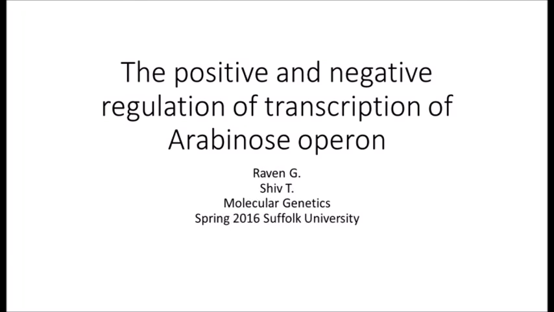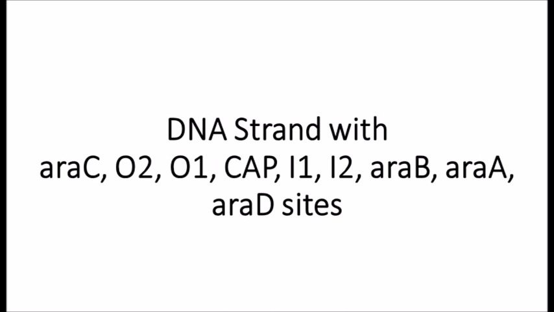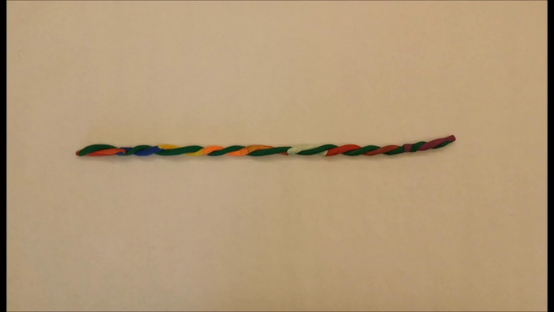In this video, we are going to be talking about the positive and negative regulation of transcription of the arabinose operon. Arabinose is a complex process that requires multiple proteins needing to bind to multiple binding sites. As you can see from the DNA strand, there are multiple colors. Each of these colors represents a binding site for proteins involved in transcription.